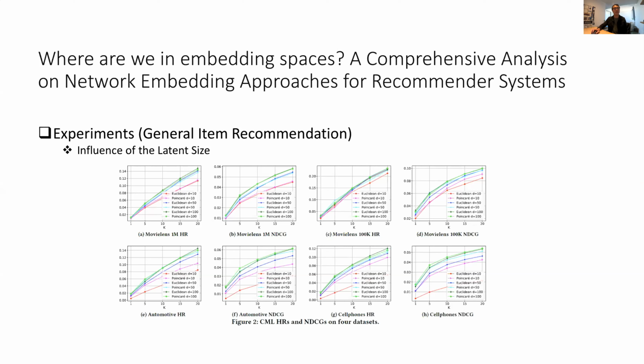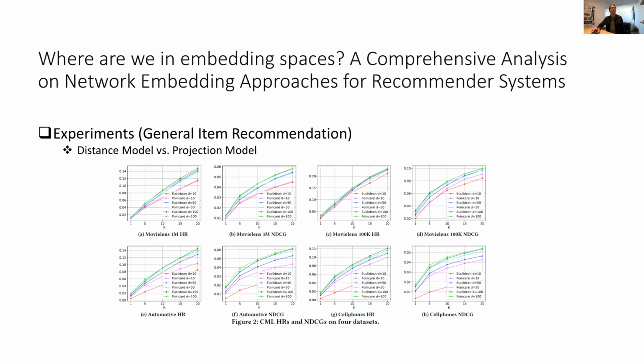However, as the latent size increases from 50 to 100, the performance of Euclidean space becomes comparable with hyperbolic space. This is consistent with our hypothesis that the performance of hyperbolic space is better than Euclidean space when the latent size is small, but as the latent size increases, the performance of Euclidean space becomes comparable with hyperbolic space.